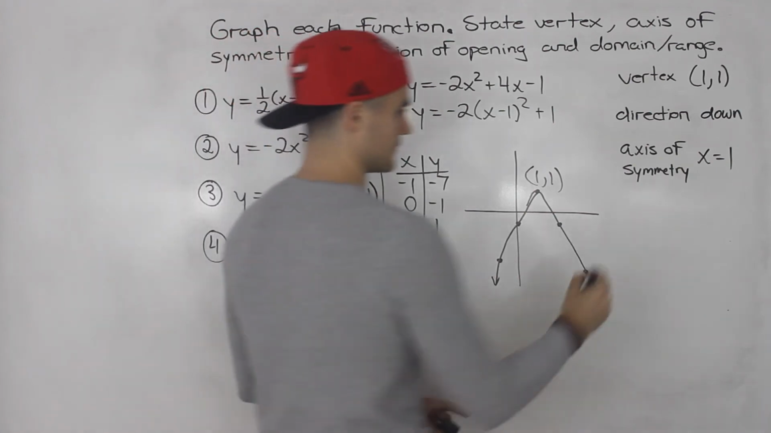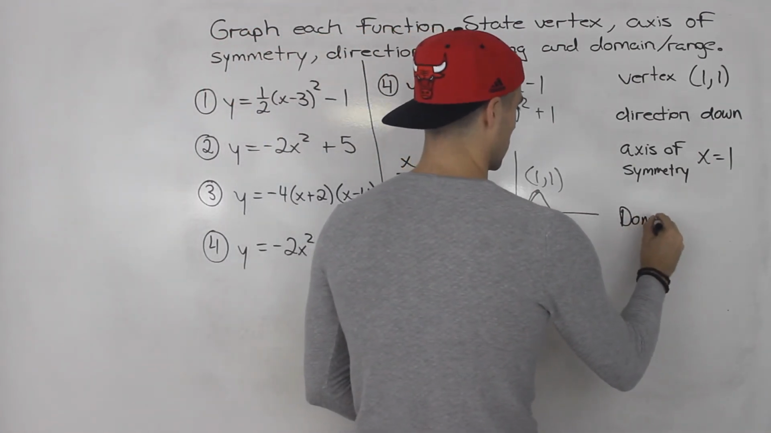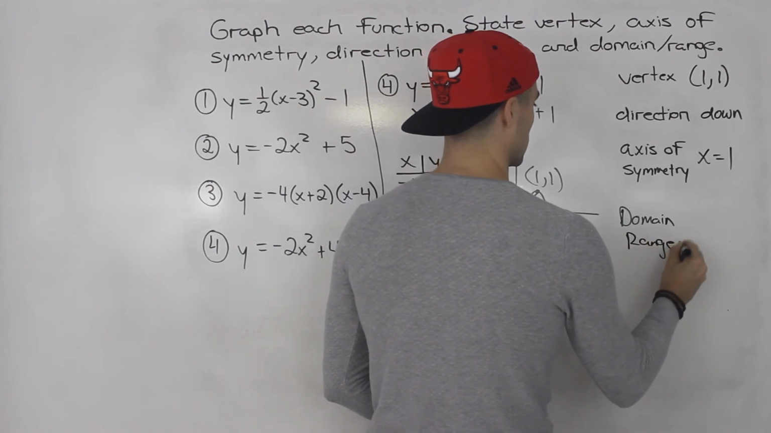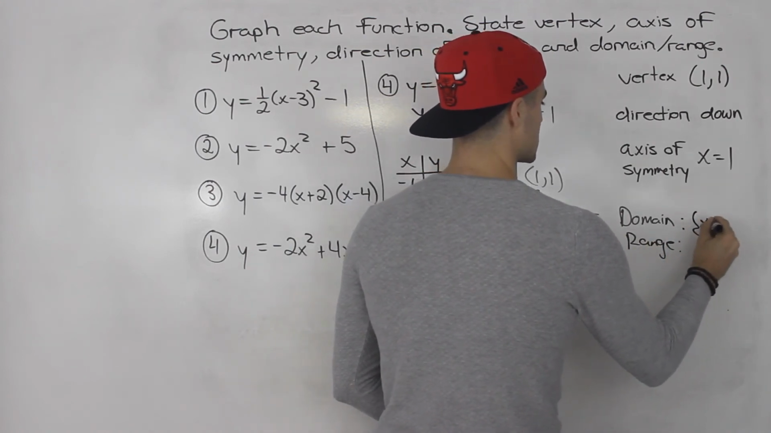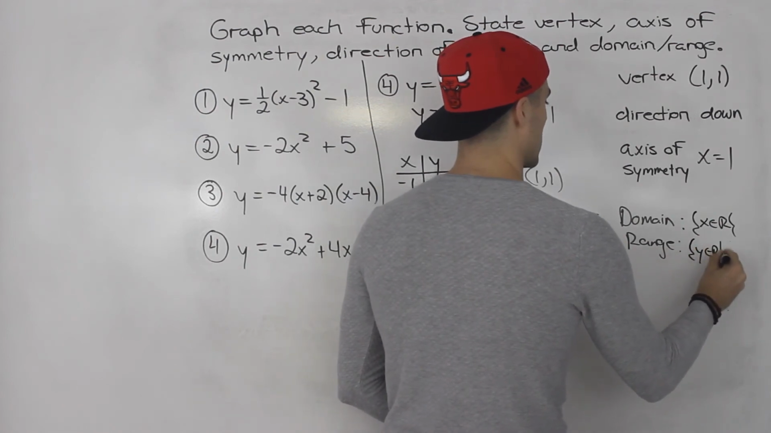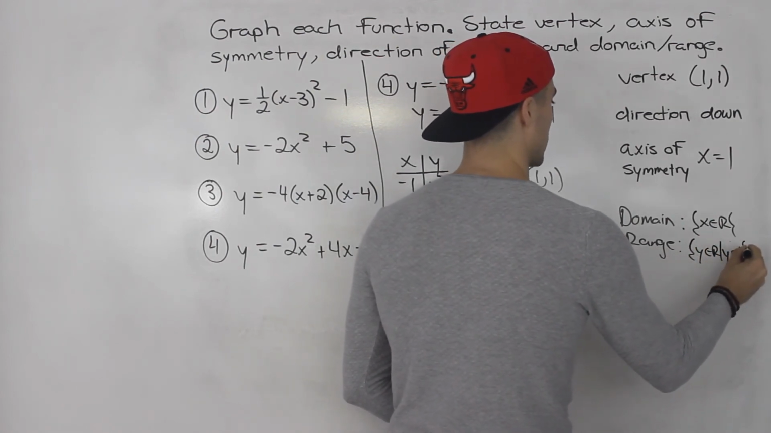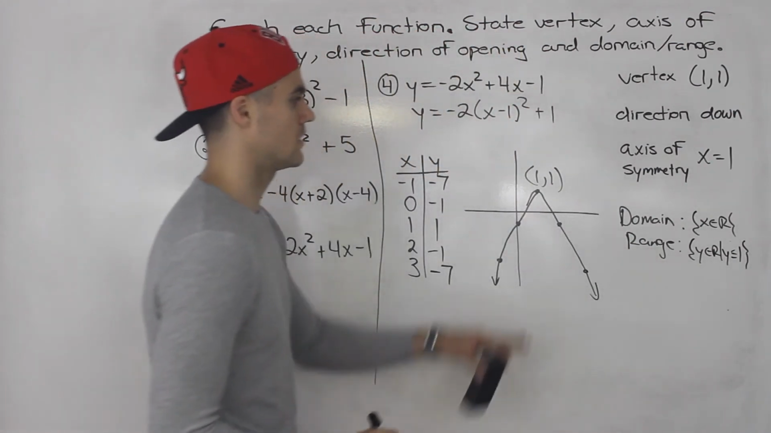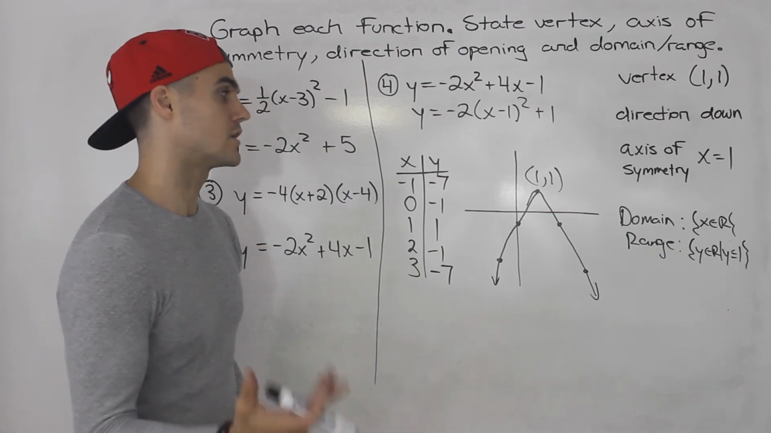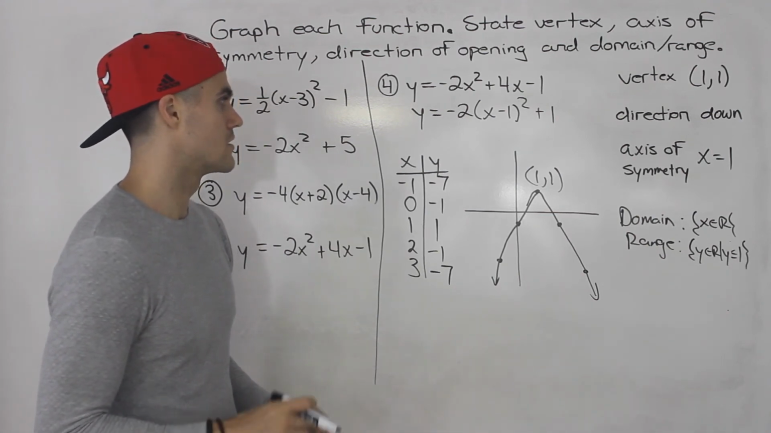Then from the graph, what's the domain? What is the range? Domain is always x ∈ R. Range is y ∈ R, but in this case, y has to be less than or equal to the y value of the vertex, +1. All the y values have to be less than 1. Less than or equal to 1, rather.